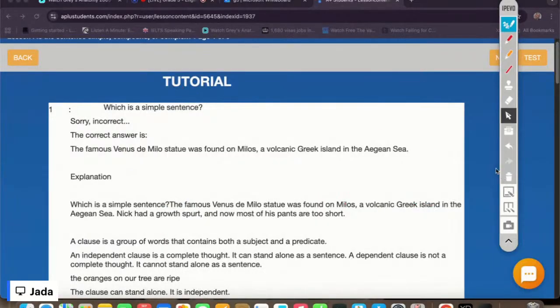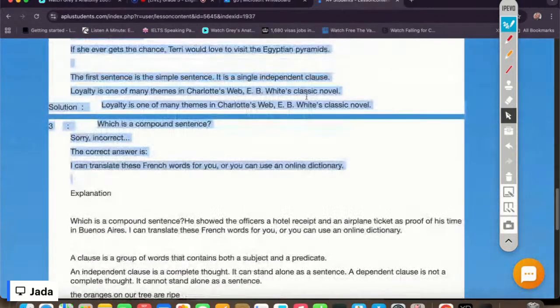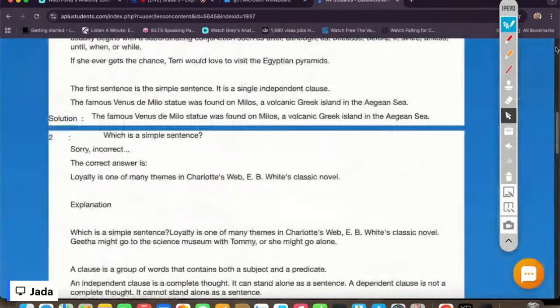So let's look at some examples. Which is a simple sentence? We have "The famous Venus de Milo statue was found on Milos, a volcanic Greek island in the sea." This is the first one, and this is a simple sentence. This is also a simple sentence, so it's still going to be an independent clause. Then we have a compound sentence here. This one is "I can translate these French words for you, or you can use an online dictionary." As you can see here, we have the coordinating conjunction, and then we have a comma.